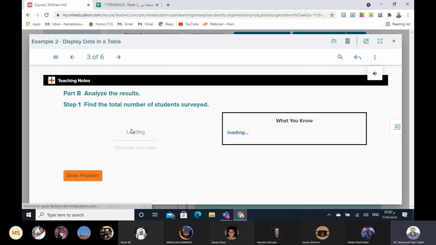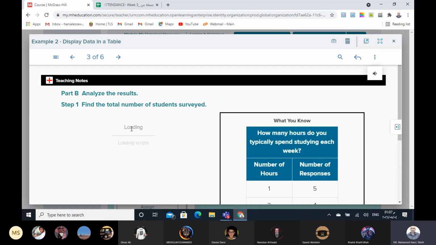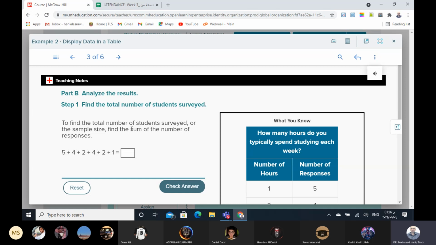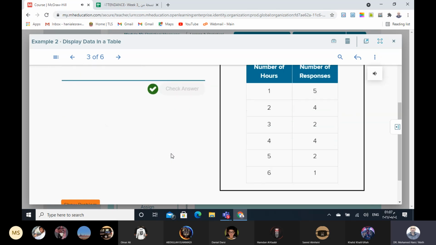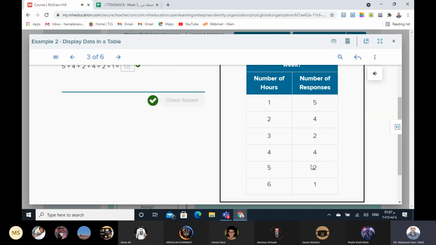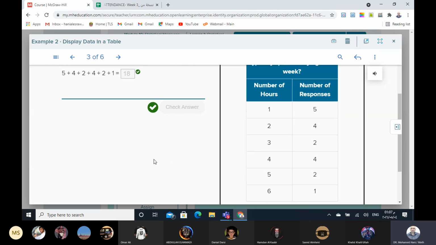Part B, analyze the result. We want to find the answer of this question. So find the total number of students surveyed, or the sample size. Find the sum of the number of the responses. 5 plus 4, 9, 9 plus 2, 11, 11 plus 4, 15, 15 plus 2, 17, plus 1 will be what? Will be 18. So we have 18.